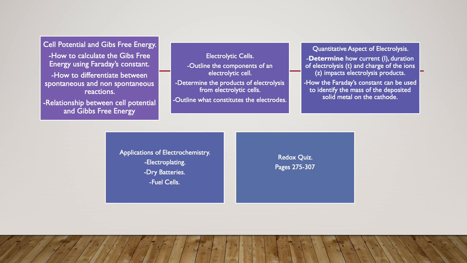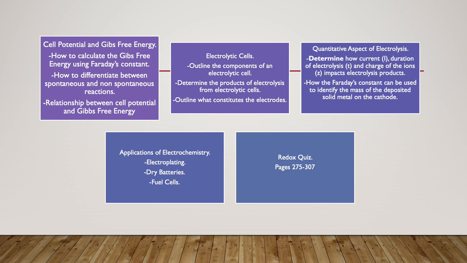On Monday, we will be going over the electrolytic cells. During that lesson, we will be able to outline the components of an electrolytic cell. We will be able to determine the products of electrolysis from electrolytic cells. And finally, we will be able to outline what constitutes the electrodes in an electrolytic cell, what the solution should be, and what we also need to create a redox reaction.